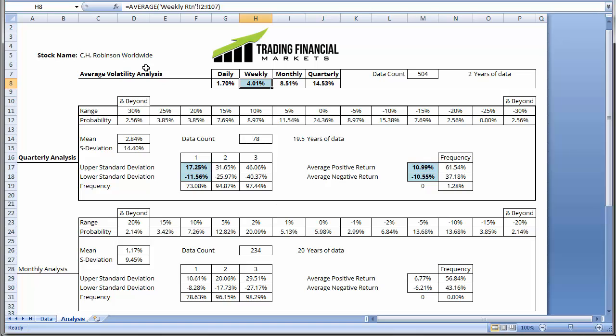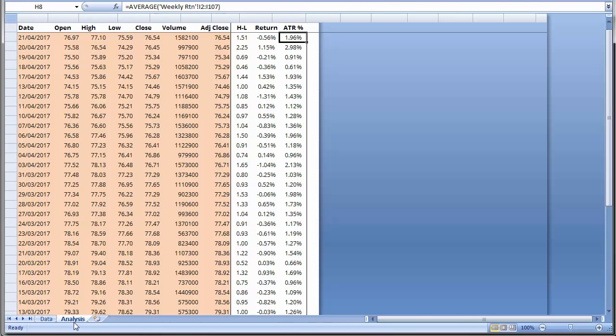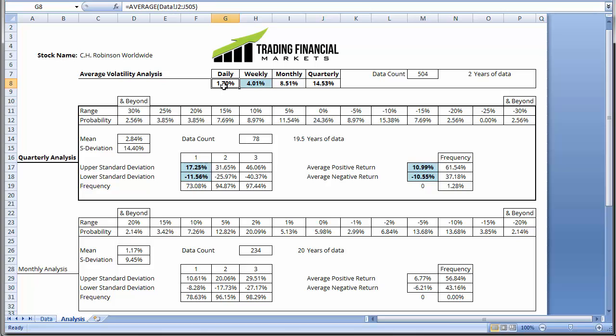So this is exactly what the average volatility analysis section here does. This looks at the average true range. Jumping back into our data set, what it's doing is taking the high of the day and taking away the low of the day to see what the volatility has been. You can see the average true range for this specific date is just shy of 2%, and it's giving you an average. So the average volatility on a daily basis is just shy of 2%.